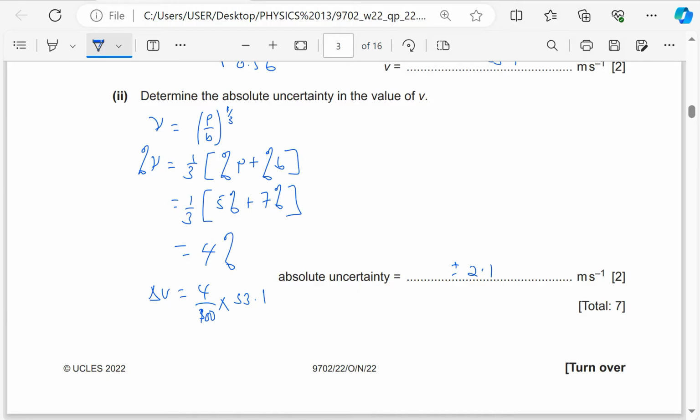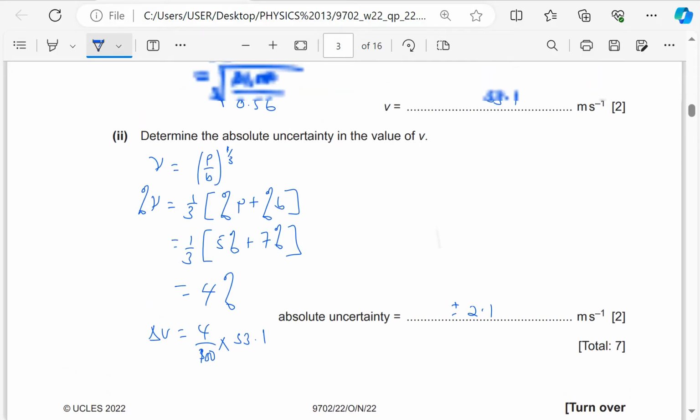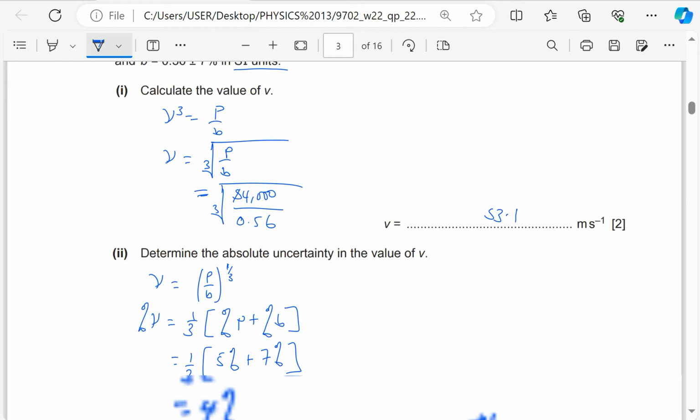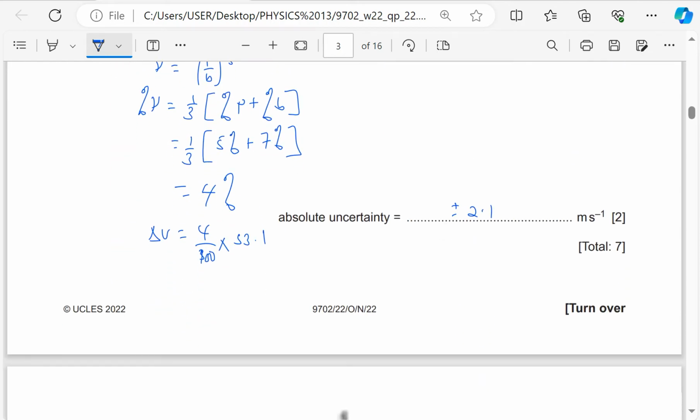The percentage, 5 plus 7, that is 12 divided by 3, which is 4%. Then the absolute is going to be 4 divided by 100 times 53, which is plus or minus 2.1. Or you can write it to one significant figure, plus or minus 2. Okay.